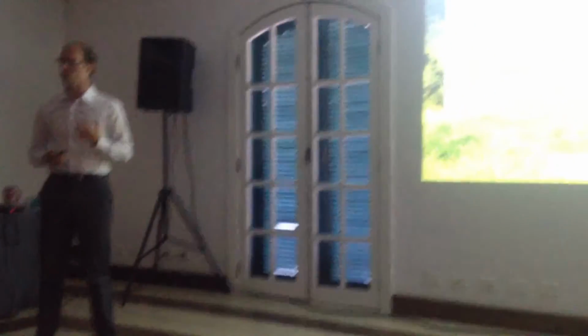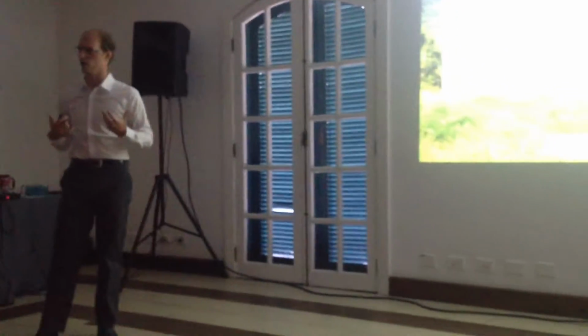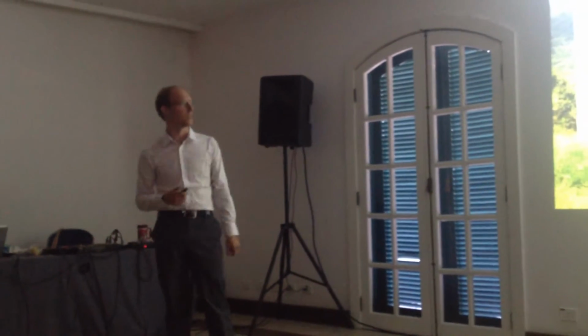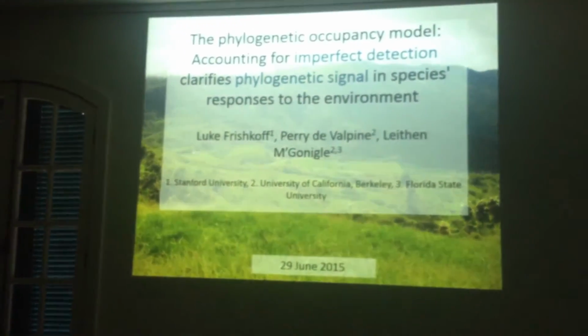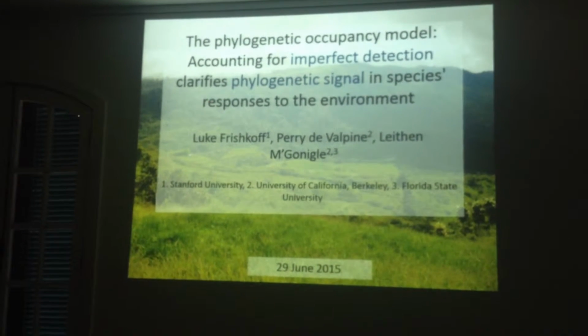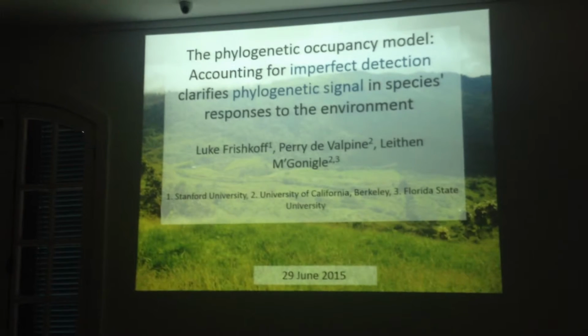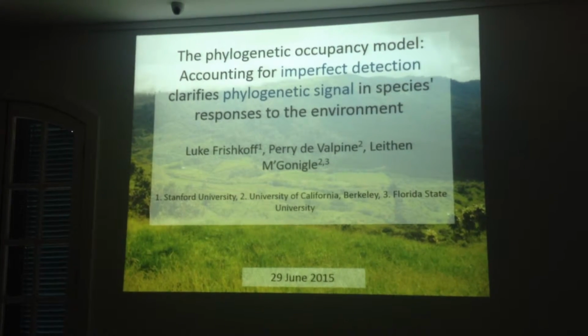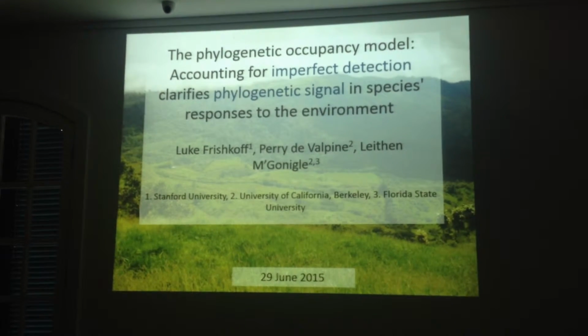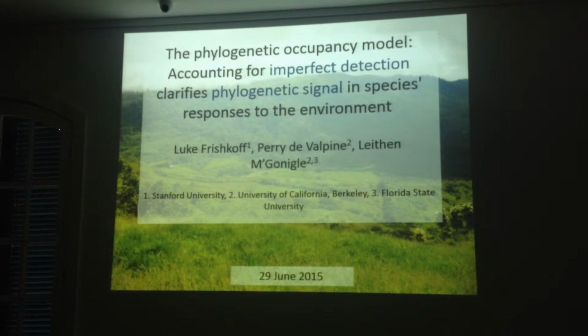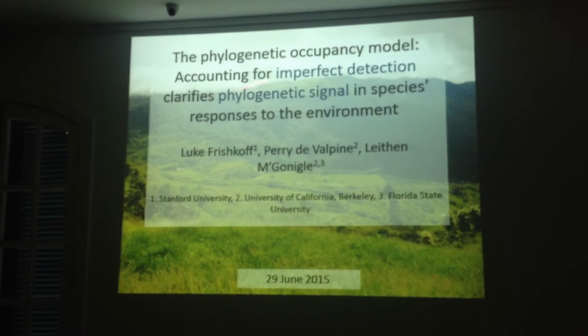I want to talk to you a little bit about community phylogenetic structure and how we think about it and how we analyze it. So specifically, drawing on evolutionary history in terms of phylogenetic signal to understand how species respond to environmental gradients, while simultaneously taking into account the fact that when we actually go out into the field and look for species, we don't necessarily always see them even if they're there. So that's the imperfect detection bit.